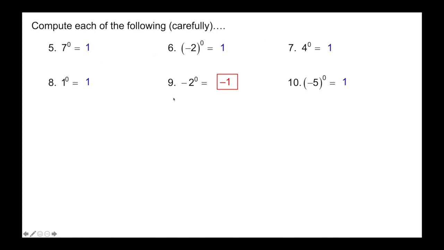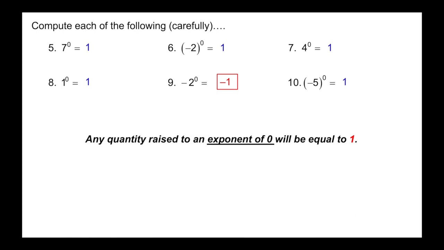Now, what makes 9 a little different is that this negative is not attached to the exponent of 0. Only the 2 is. And that's the big difference between how 6 and 9 are written. If this was written in parentheses, then the 0 is associated with both the 2 and the negative. But because it is not in parentheses, the 2 is being raised to a 0, which makes that a 1, but then we still have that negative out in front. And then finally for 10, all of this is being raised to the 0 power, which is why that turns into a 1. So again, any quantity that's raised to an exponent of 0 will be equal to 1.